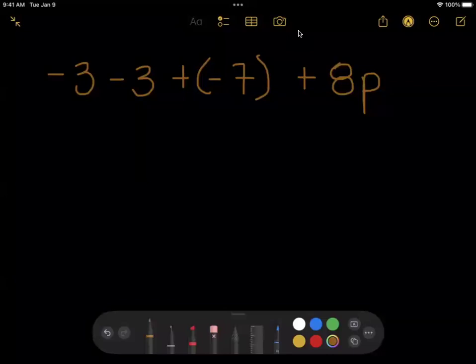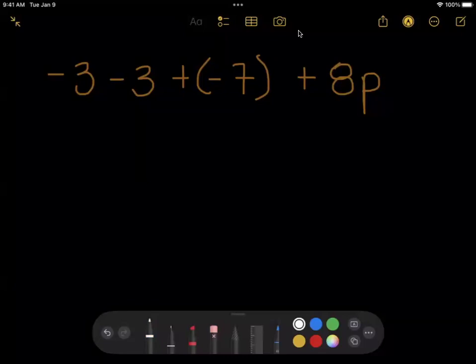Usually in Algebra 1, we come across two different types of expressions that need simplifying, and this is one of them. This one simplifies using a method called combining like terms. So what we want to look for here is any like terms that we can combine. A like term is something that's being added or subtracted that has the same variable to the same power, or no variable at all.